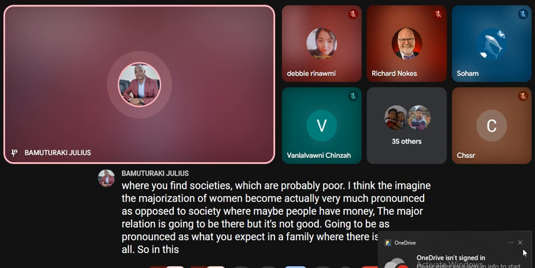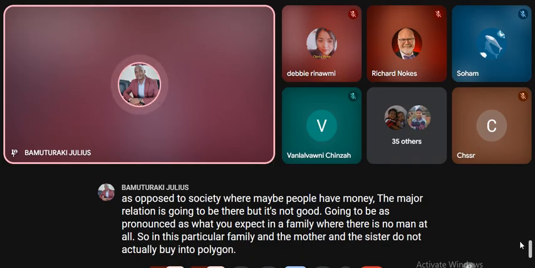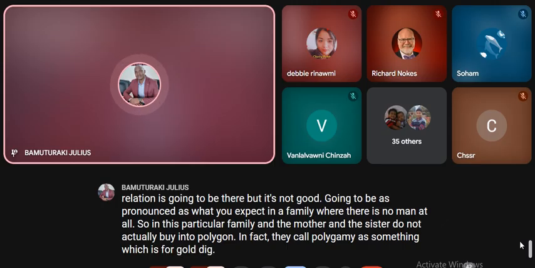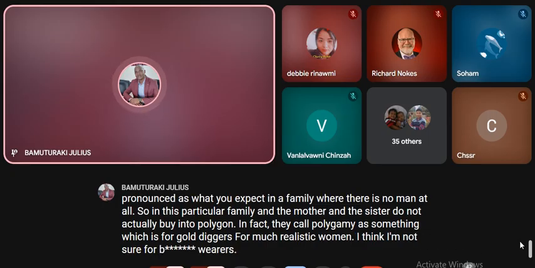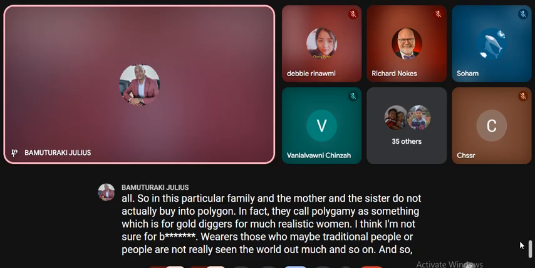So in this particular family of Bolanli, the mother and the sister did not actually buy into polygamy. In fact, they called polygamy something which is for gold diggers, for materialistic women, I think, and also for bush dwellers, those who maybe are traditional people or people who have not really seen the world that much, and so on and so forth. So they have no respect.